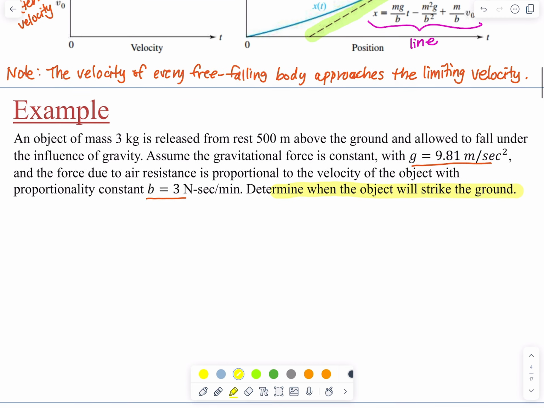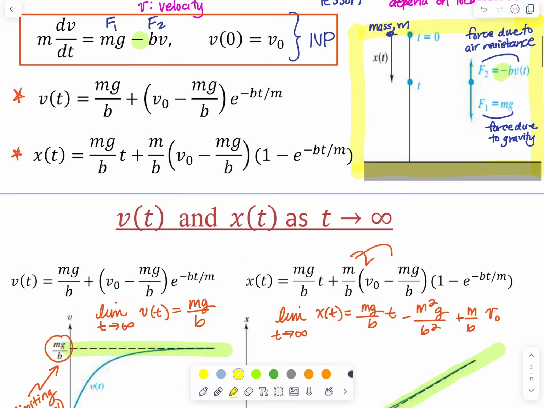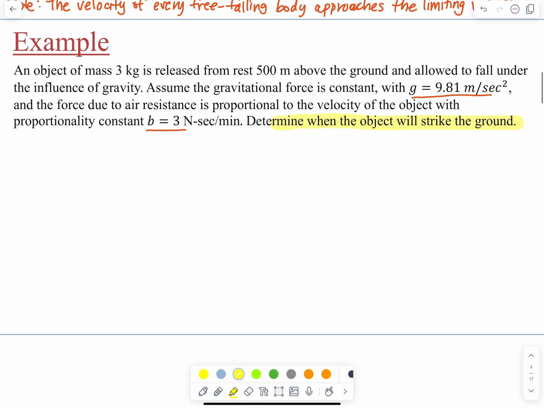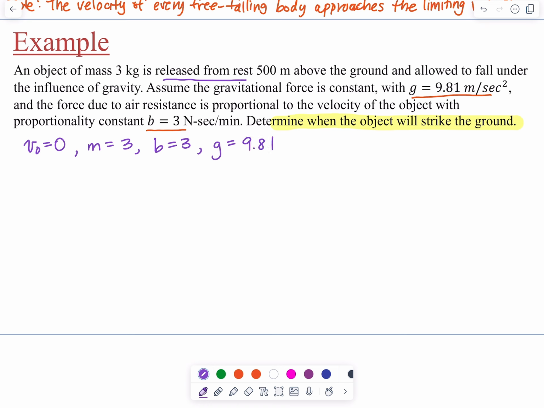We will use our model for x of t here and go ahead and write down a few bits of this information from the problem. We have v naught is equal to 0 since it was released from rest. We have the mass is equal to 3 kilograms. We have b is equal to 3. And we have, of course, gravity is equal to 9.81.